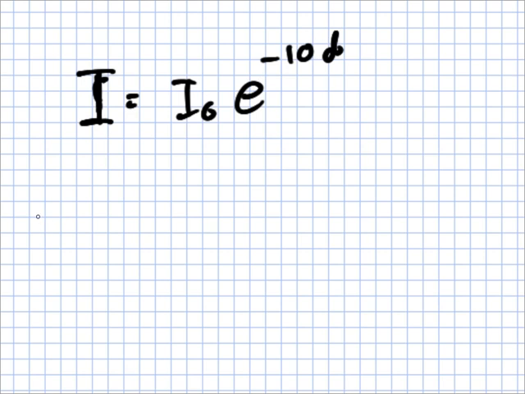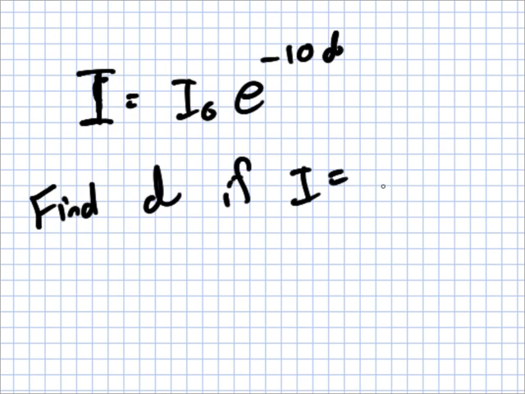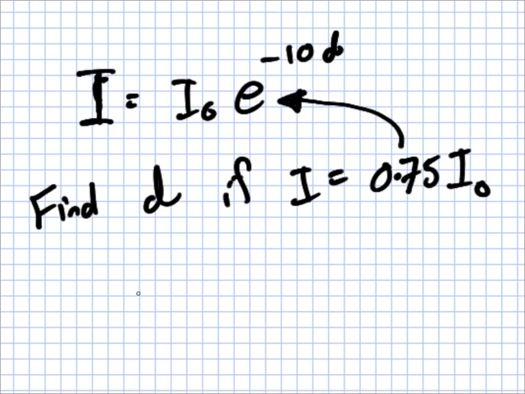In other words, the question is, find D if I equals what? It says, find D if the intensity is 25% less than the intensity of I0. Yes, 0.75 I0. That's 25% less than I0. 3/4 of I0 is 25% less. So we have to plop that back in. 0.75 I0 equals I0 e to the minus 10D.